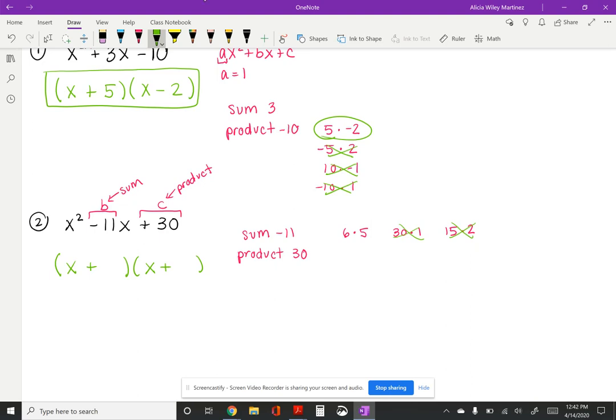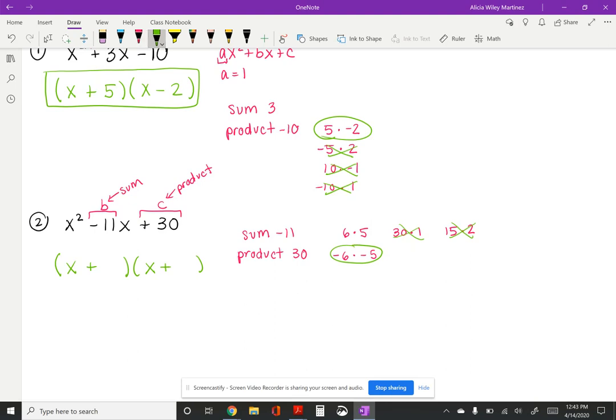I want negative 11. So what do you think you could do to these two numbers to make sure that you still get a product of positive 30, but when you add them together, you get a negative 11? Right, you could make them both be negative. Okay, negative 6 times negative 5 is positive 30. 6 times 5 is also positive 30. But which one of these, when you sum them or add them together, is going to give you negative 11? Yes, it's going to be this one.